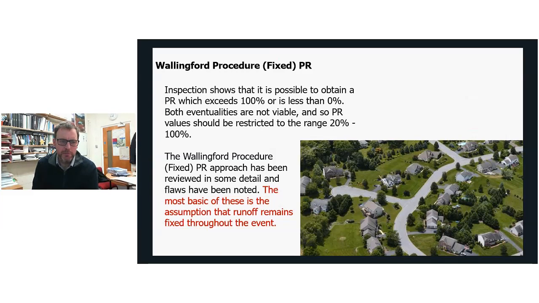So inspection shows that it's possible to obtain a PR value which exceeds 100% or is less than 0%. So both of those things are impossible, of course. Both eventualities are not viable, and so the PR value should normally be restricted to 20 to 100%. So if your PR value comes back as being less than 20, you should just round it up to 20, or over 100, round it down to 100.